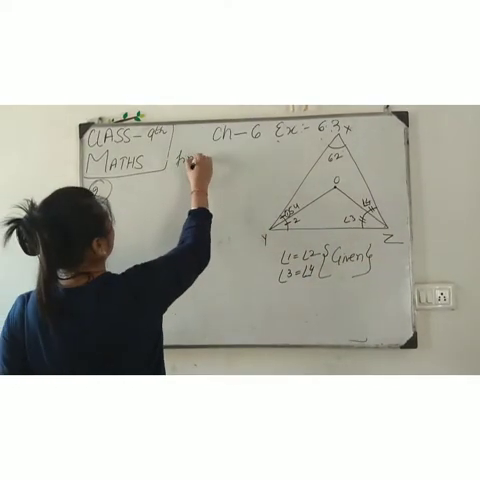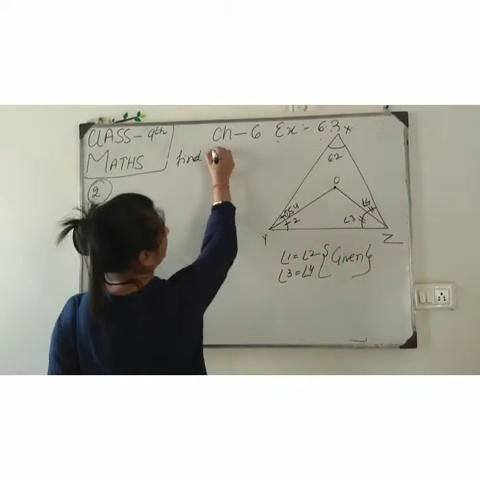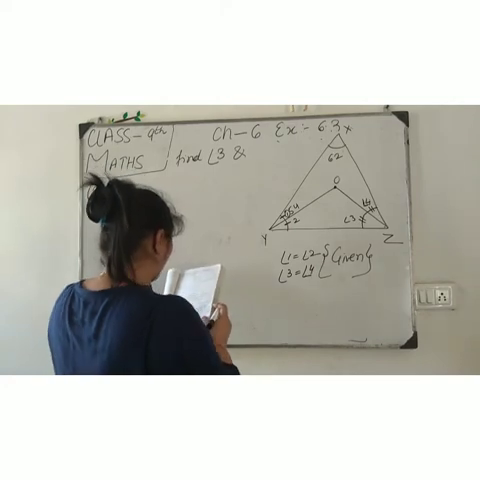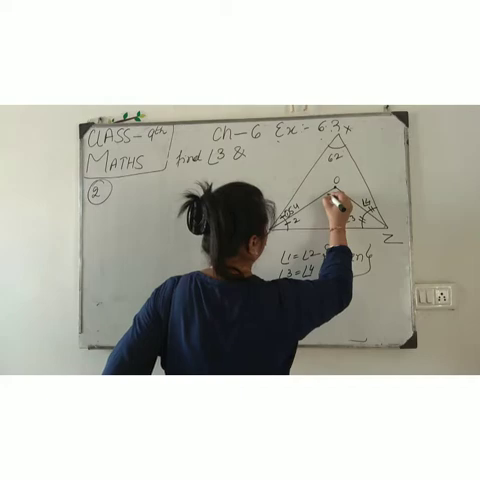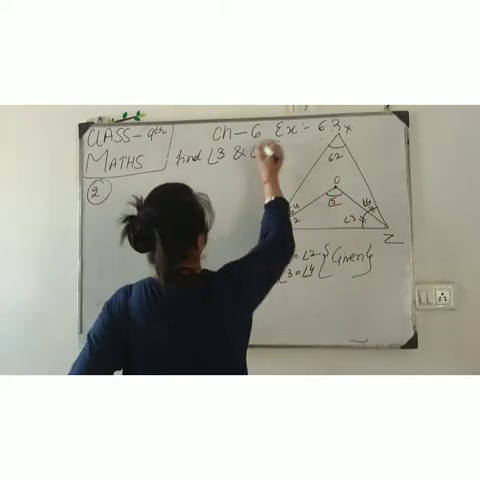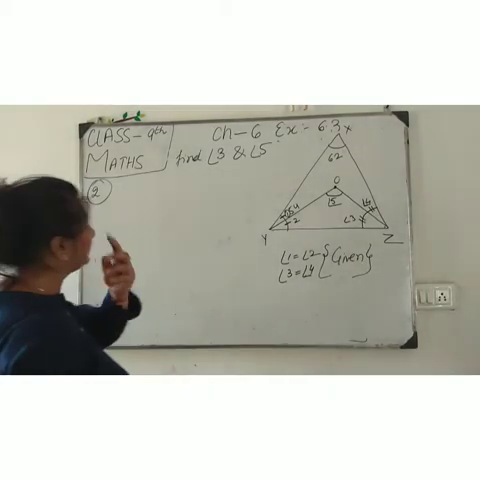So write here, find OZY, it means angle 3, and YOZ, it means this one angle. We are considering here 5. So which angles do we find? Angle 3 and 5. Now let us see how to find these angles.